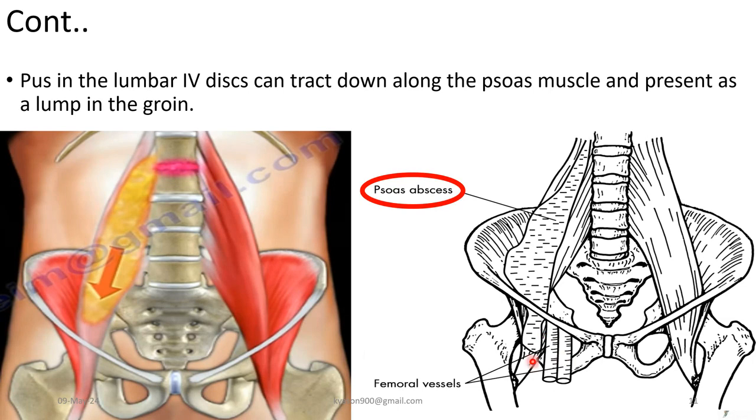So these patients are going to present with swellings in the femoral area, and these swellings contain pus tracking down from the vertebra. Okay, and that condition we call a psoas abscess.